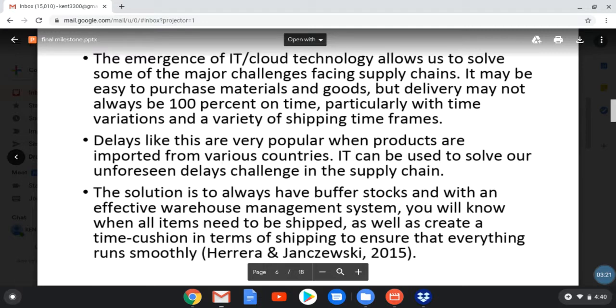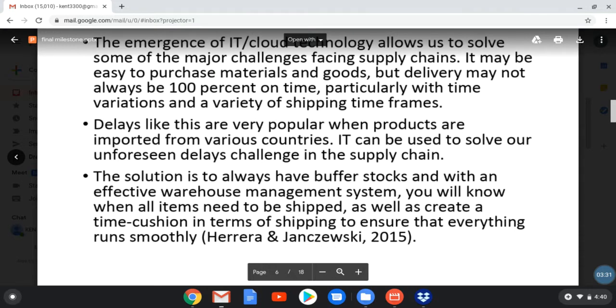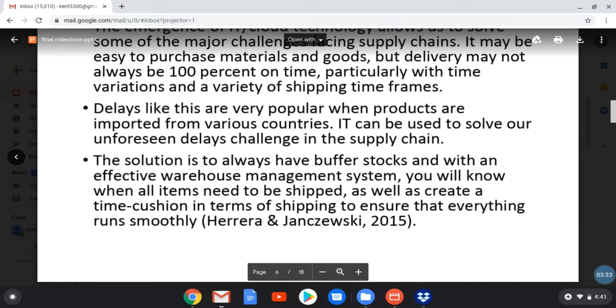Delays like this are very common when products are imported from various countries. The solution is to always have a buffer stock with an effective warehouse management system. You would know when all items need to be shipped, as well as create a time cushion in terms of shipping to ensure that everything runs smoothly.